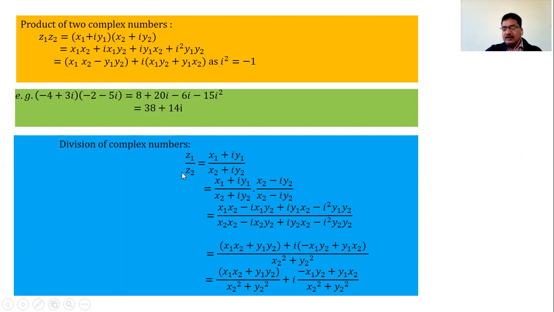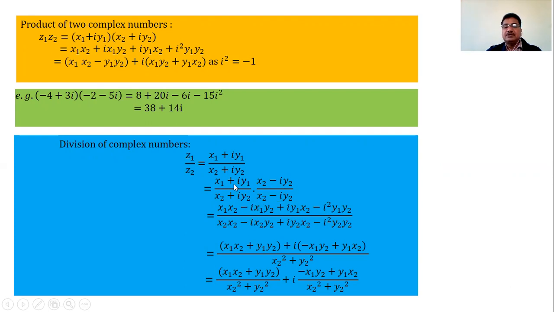Then we can divide two complex numbers, that is, z1 divided by z2, x1 plus iy1 over x2 plus iy2. Then we rationalize the denominator. That is, multiply by the rationalizing factor or conjugate factor of this x2 plus iy2. That is, multiply by x2 minus iy2 divided by x2 minus iy2. This is called rationalization.